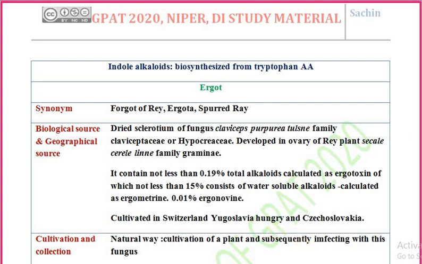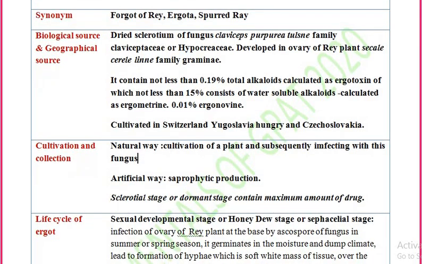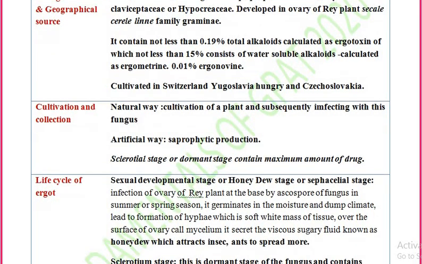What are the possible ways of cultivation? There are two ways of cultivation of this ergot. First one is the natural way, that is cultivation of the plant and subsequently infecting it with the fungus. Then the second way is the artificial way, which is also known as saprophytic production.